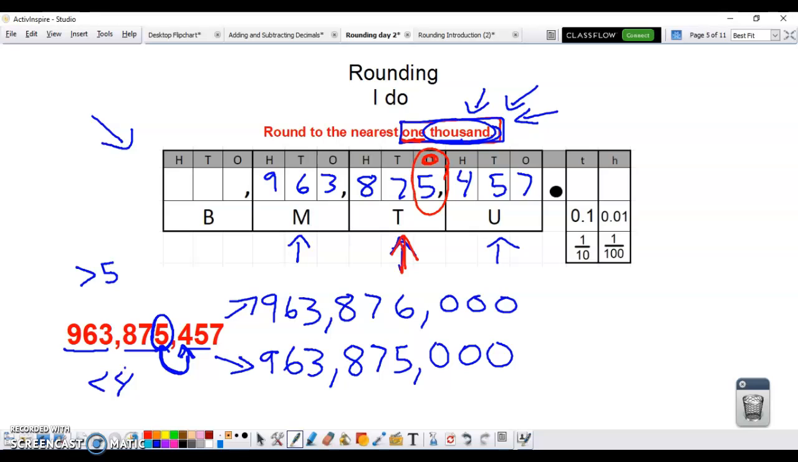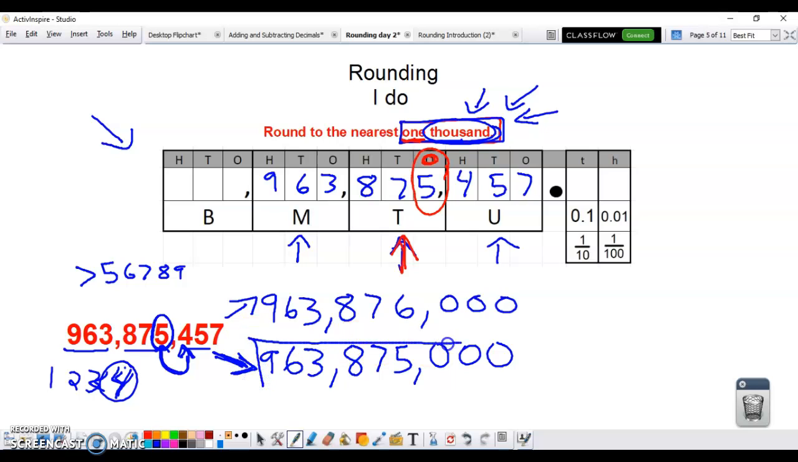So the rule, is it bigger than 5? Is it a 6? Is it a 7? Is it an 8? A 9? No, it is not, because it is a 4. 3, 2, 1. So it's an actual 4. So my neighbor is a 4. So therefore, I let it stay the same.